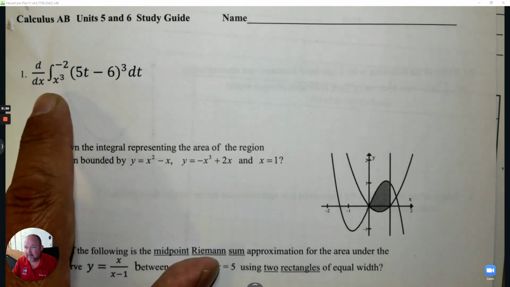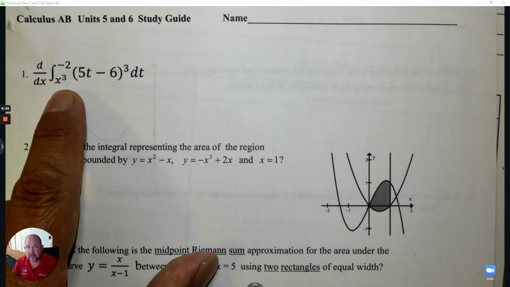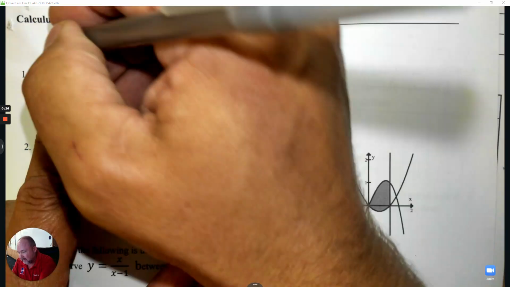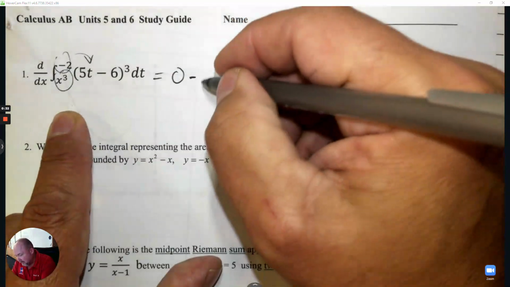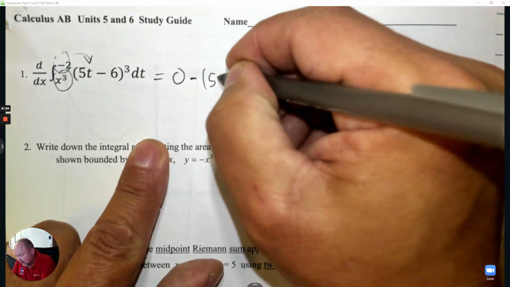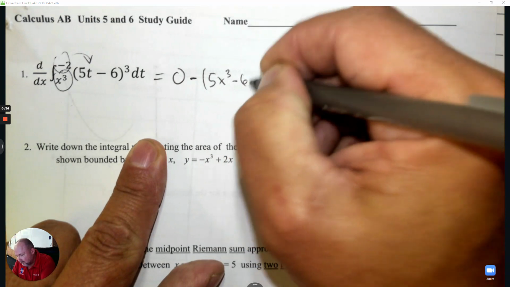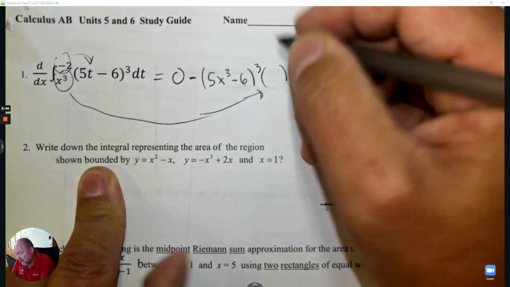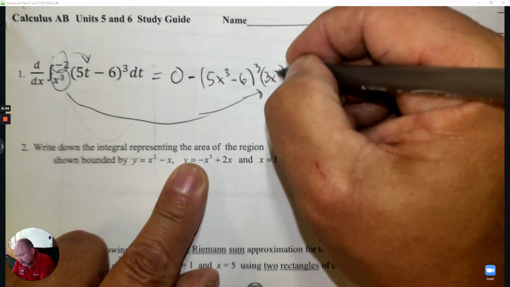So number one, you've already done it. Derivative and integration undo each other. This is a fundamental theoretical calculus question. This is a substitution question. If you plug in -2 and take the derivative, the answer is 0. Subtract, then plug in the lower bound, and we just substitute in. So where there's a t, you plug that in. And then the hook is the derivative of the limit. That's 3x squared.